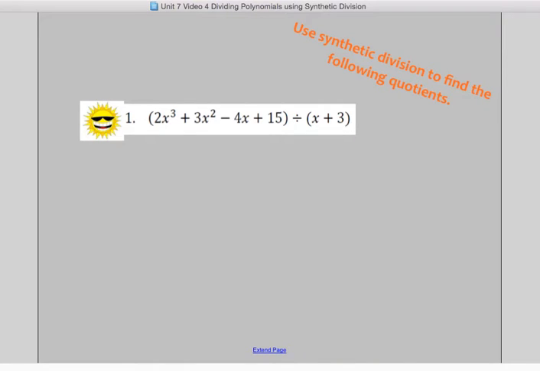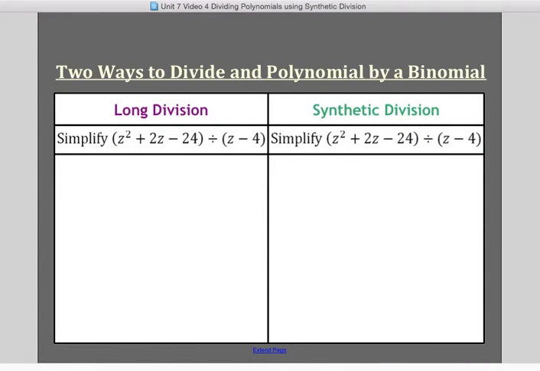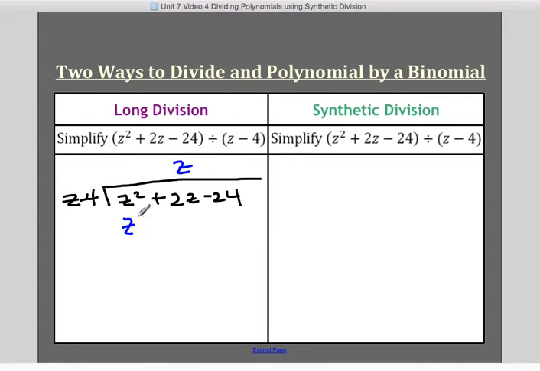If you notice, we have exactly the same problem listed here. So let's go ahead and do it using long division. Okay, so we have z minus 4, and underneath our division, we have z squared plus 2z minus 24. Now we say, well, z times what gives you z squared? Z times z. So z times z is z squared. Negative 4 times z is negative 4z.